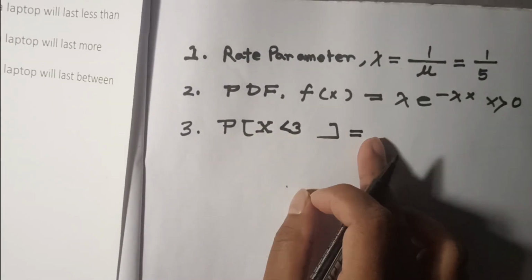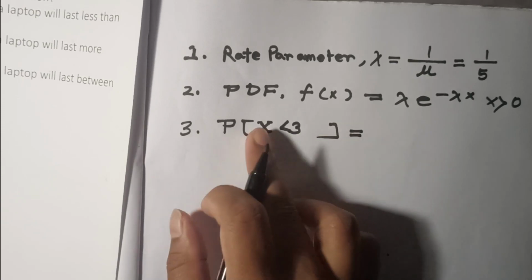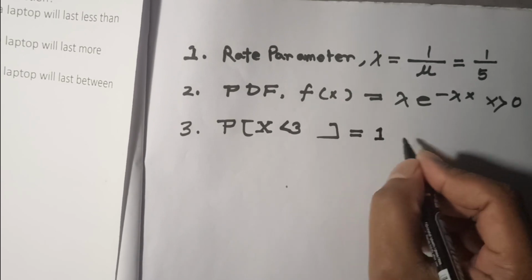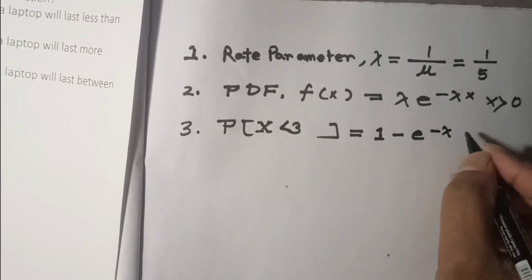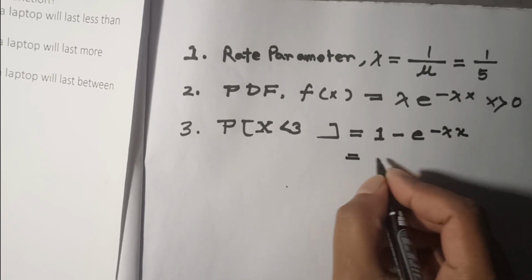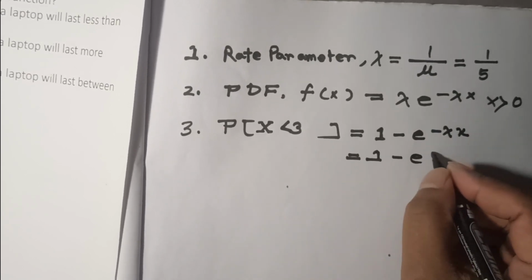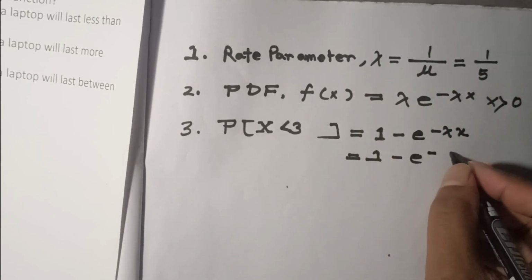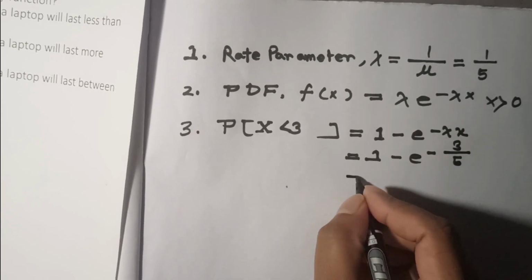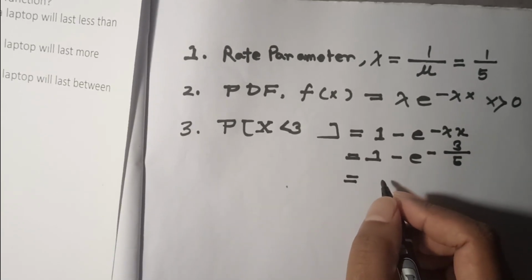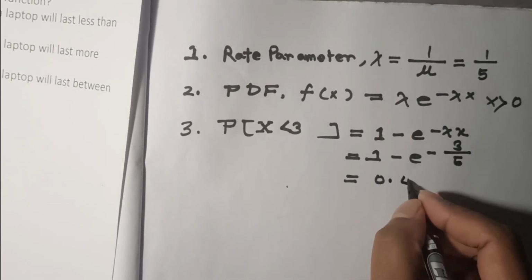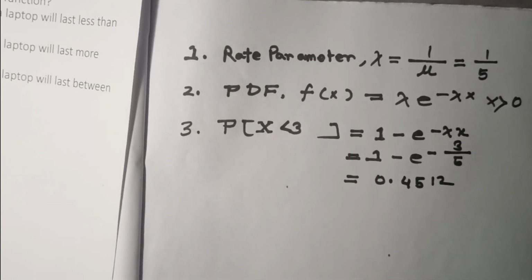So we can easily find this using the CDF formula, because here the lower limit is 0 and it will be 1 minus e to the power minus lambda x. Here it will be 1 minus e to the power, what was our rate parameter? 1 by 5, yes, and x here will be 3, so 3 by 5. So this is the answer for this problem. It will be 0.4512.